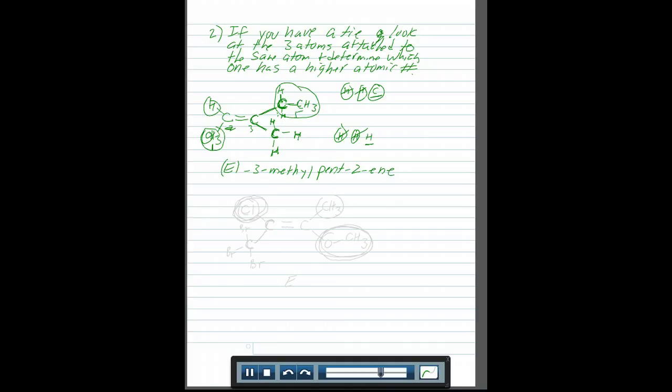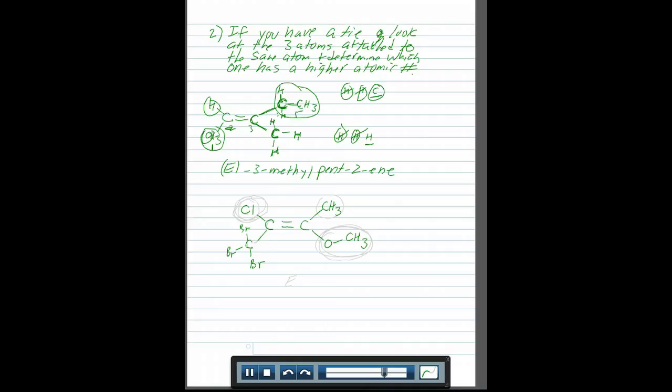Now, you know what, let's do another practice problem. It's going to look a little weird, but obviously there is a reason for this. All right, see if you can determine the E and Z on this one. Why don't you put it on pause and practice?